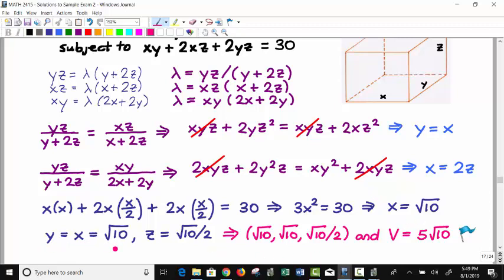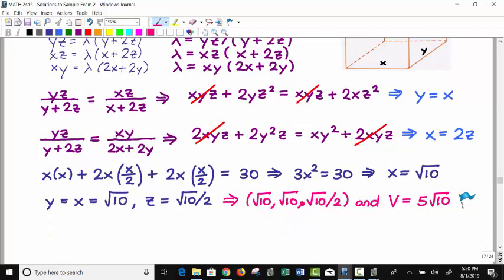Y equals x, which is square root of 10. And z is the square root of 10 over 2. So there's the actual coordinates. Nobody said these had to be integer answers, so mathematically they can certainly be radicals. So the volume is just multiplying these 3 terms together. 2 square root of 10s together make 10, so 10 divided by 2 is 5, and then times that last square root of 10. Excellent.